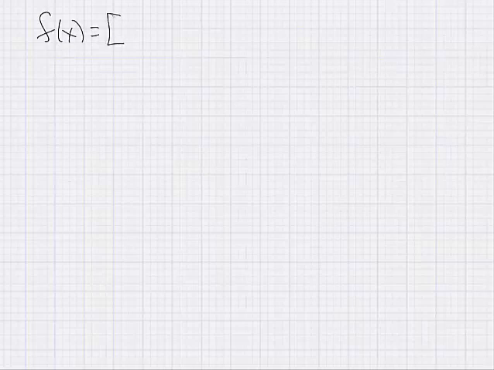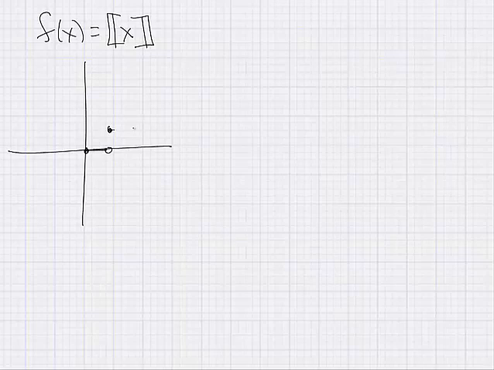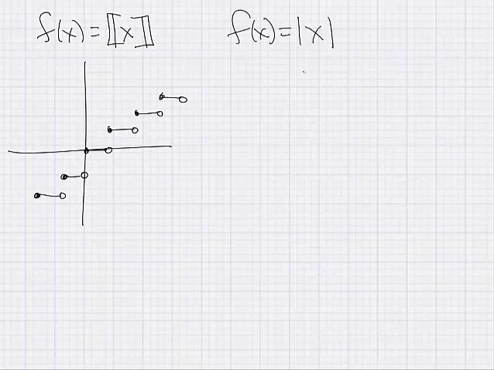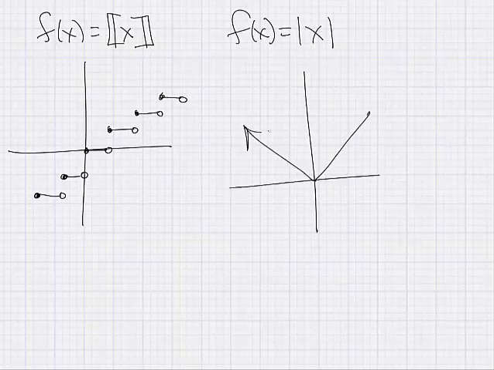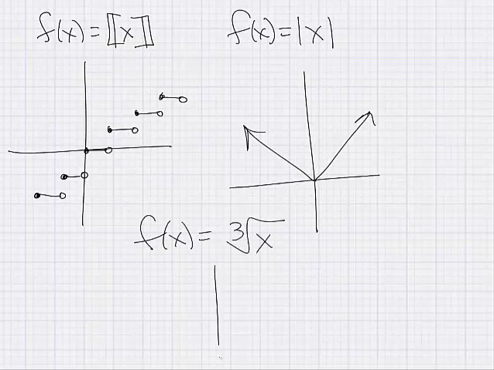We could do the step function, not the absolute value, it's the step function where you have the double bracket bar. In that case, the graph is my steps. Remember, it looks like this: open circle, closed circle, open circle, closed circle, open circle, and so on. And it keeps going in either direction. Now we have the absolute value function, which is my V shape. And the last one is my cube root function, which looks like this.